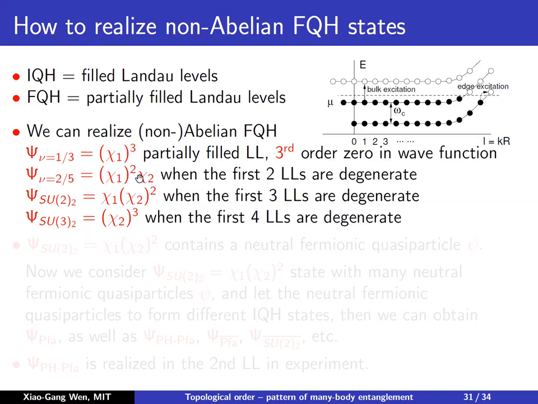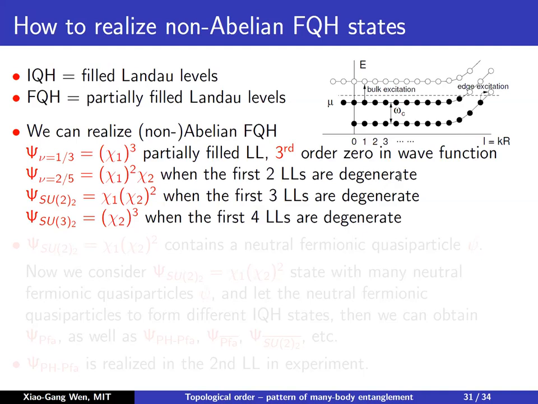So those are very interesting topological orders with non-abelian statistics, which I did not discuss here, and something really, really interesting, much more than quantum Hall states. And this non-abelian statistics can help us do topological quantum computation. And so, experimentally, that's one direction.